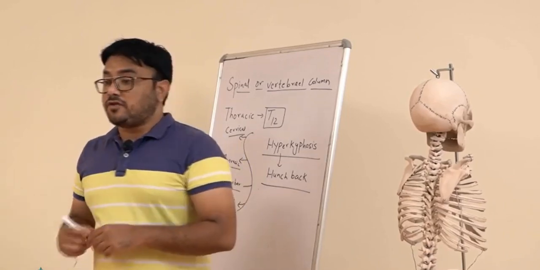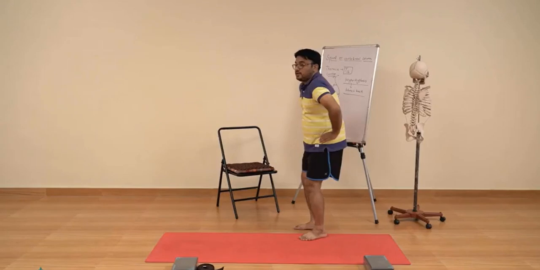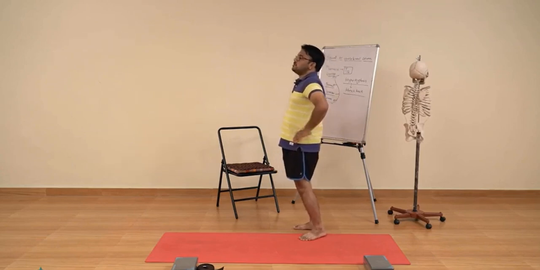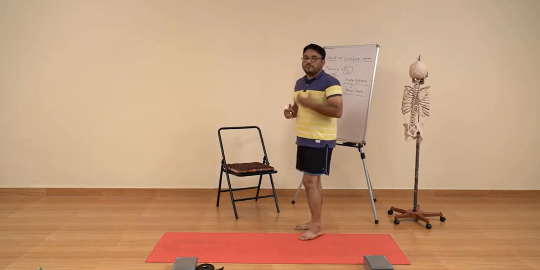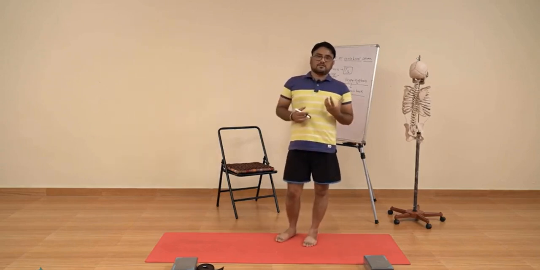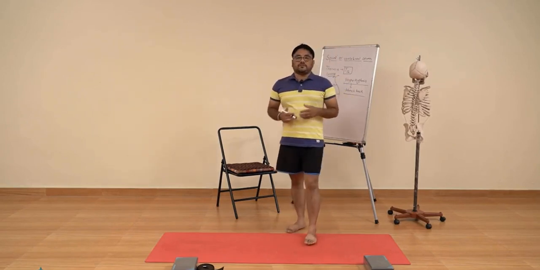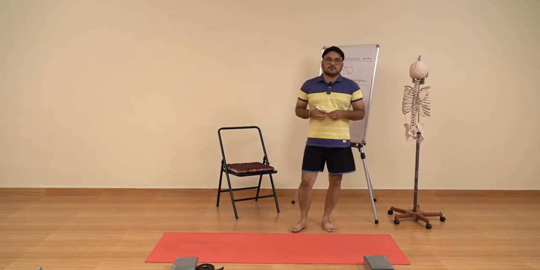Now as you try to go for backward bending, your hunchback is here. So you try to press your lower back, you try to throw your lower back. There is no opening from the front part of your chest muscles.